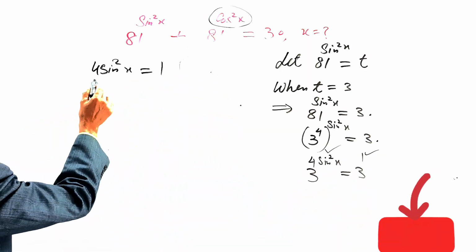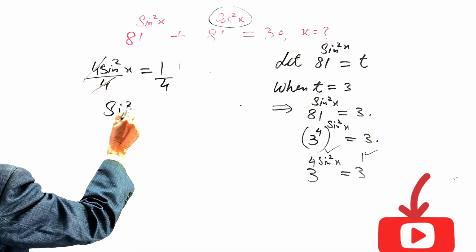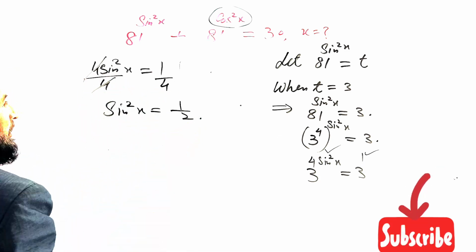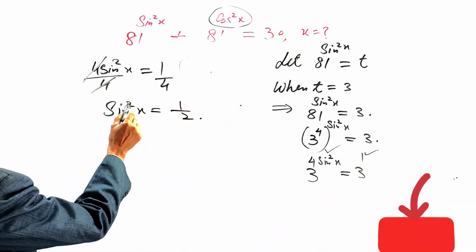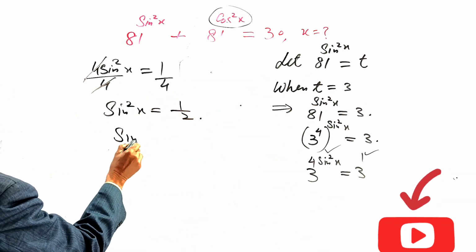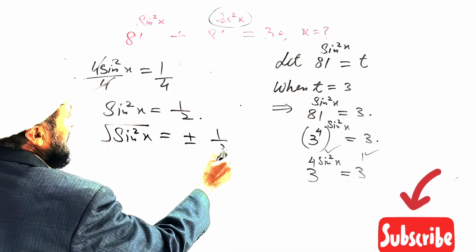Now dividing both sides by 4, this will be cancelled. Sin square x is equal to 1 by 2. But we are trying to find the value of x, which is unknown. So here we are taking square root on both sides first. Taking square root, plus minus square root of 1 by 2.